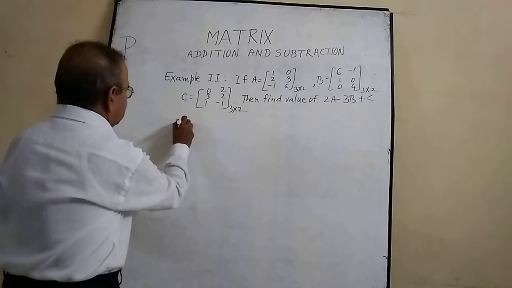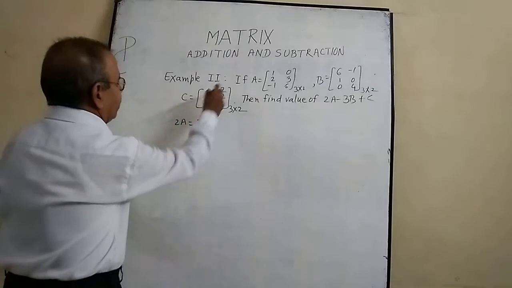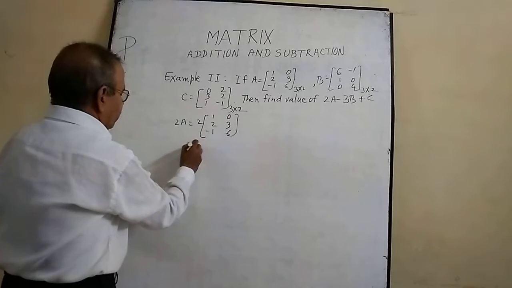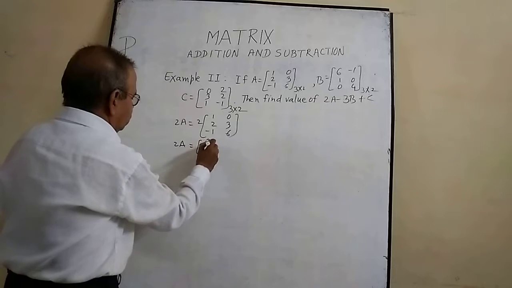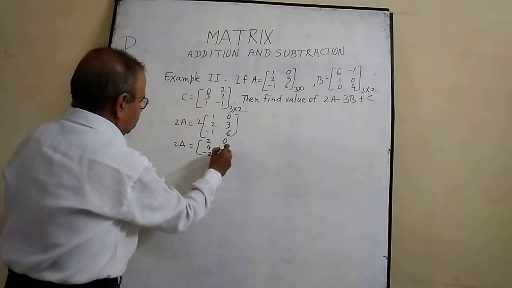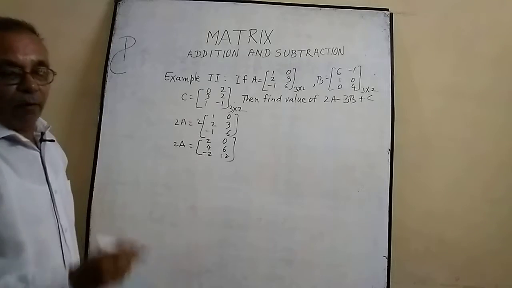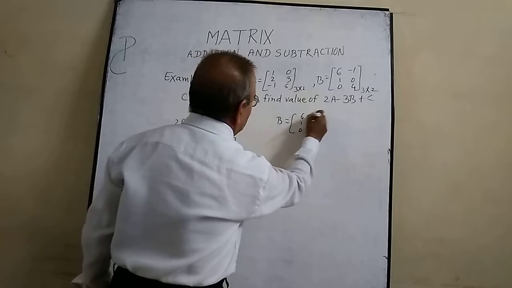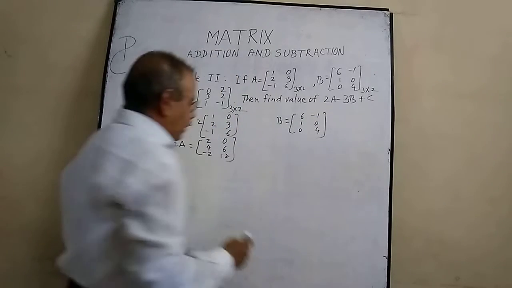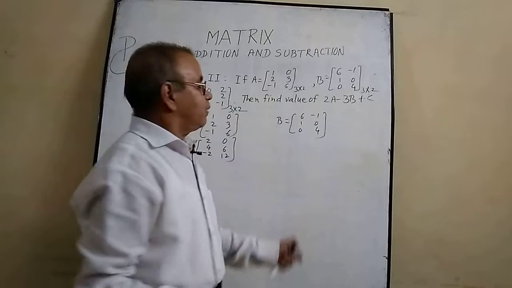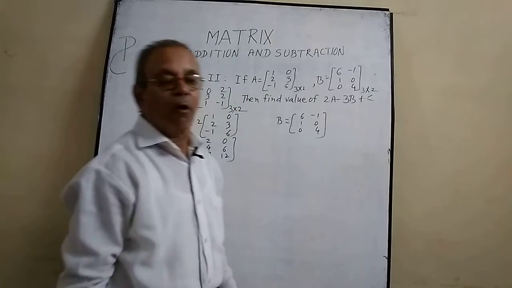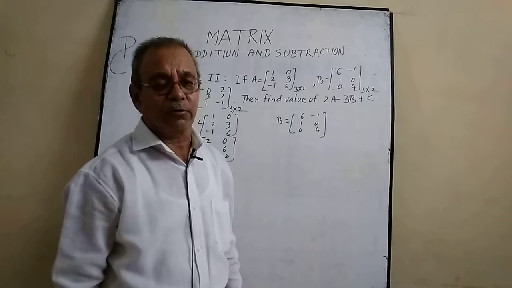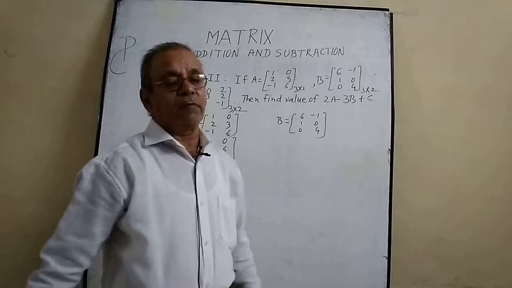2A is equal to, what is the value of A? A is equal to 1, 2, minus 1, 0, 3, 6. So when we write 2A, the value is 2, 4, minus 2, 0, 6 and 12. And what about B? B is equal to 6, 1, 0, minus 1, 0, 4. A question also arises: there are 3 rows and 2 columns, so how many elements are in the matrix? Of course, 3 into 2 is equal to 6 elements.